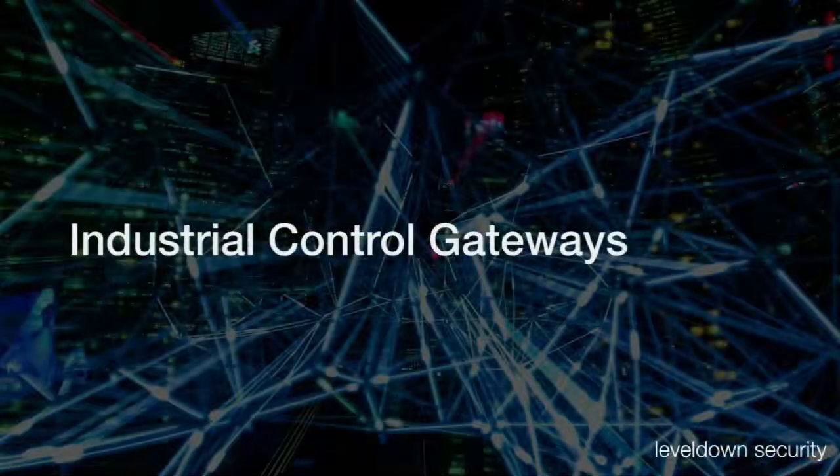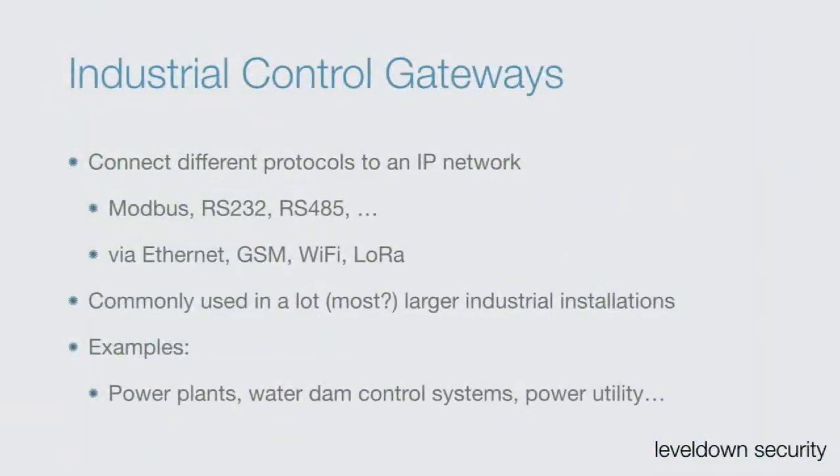Alrighty, so industrial control systems. As I've mentioned before, they are used to connect different protocols to an IP network. So in the industrial control world, you, for example, have Modbus, you have RS-232, you have CAN bus, RS-485, whatever. And all those protocols somehow need to talk to a computer. And for that use case, these industrial control gateways are used. And they connect via Ethernet, GSM, whatever, and you can basically find them in any larger industrial installation.